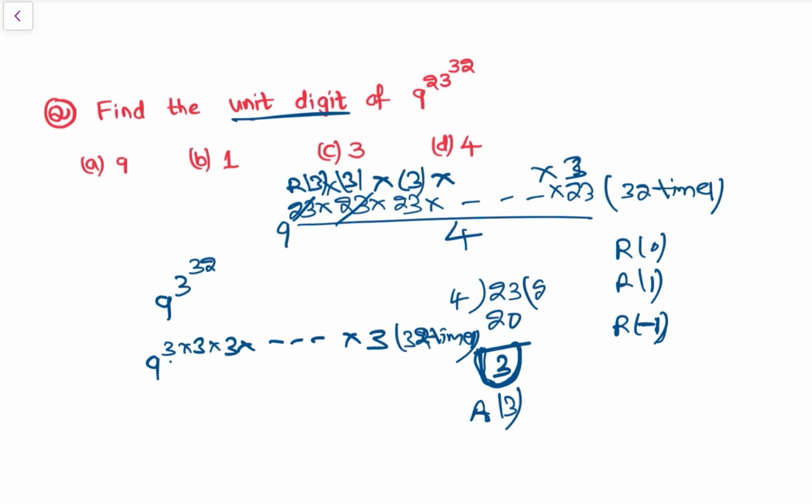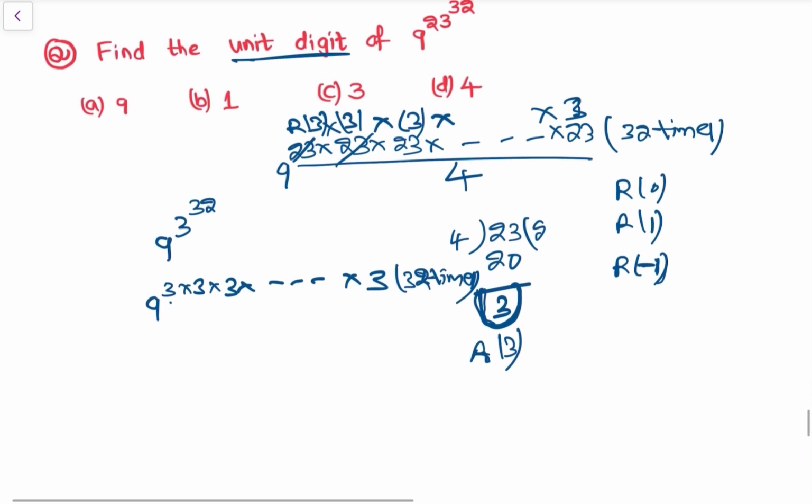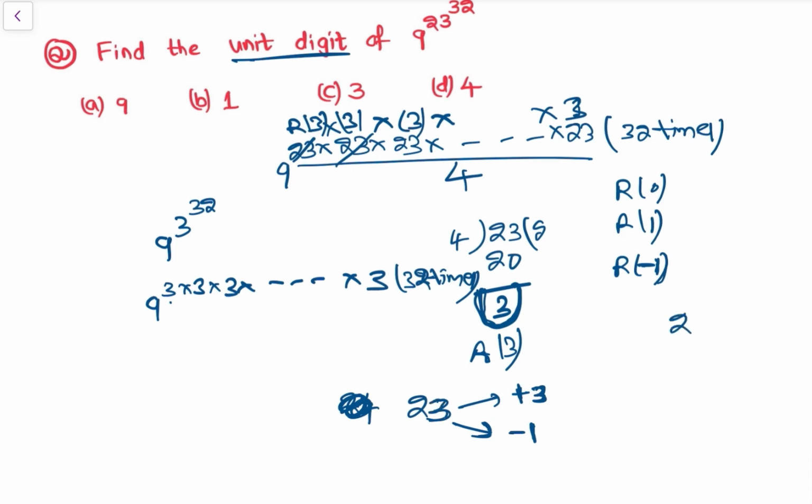When we study the remainder topic, we study positive remainder and negative remainder. So 23's remainder can be positive, that is +3, and it can be written as -1, because it is 1 less than 24. When 23 is divided by 4, we get remainder 3.